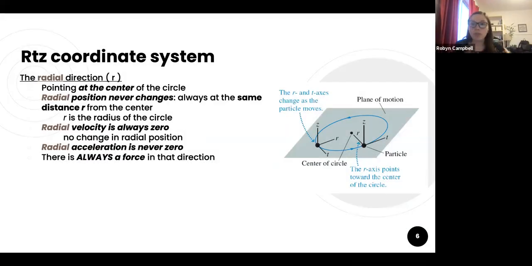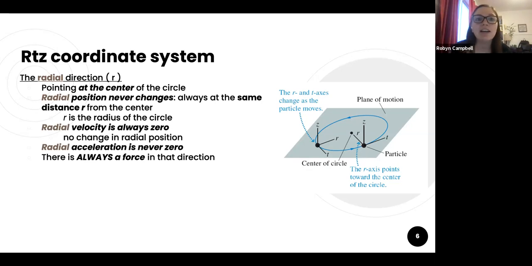I do want to break down the three new coordinates a little bit. The radial direction points at the center. The radius in these questions isn't going to change. So we're not doing the type of question where you're swinging a rock around your head and lengthening the rope so that the radius gets bigger and bigger. That's quite complicated, and you need quite a bit of calculus to do that. So we are just taking the radius to be constant.